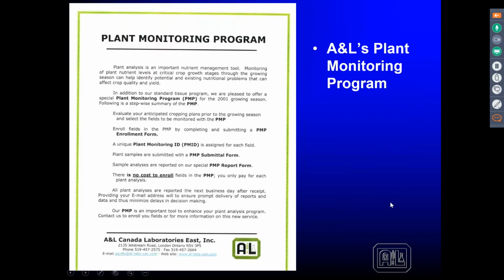So at A&L, we have a program that is no more money for you to do. It's just additional sampling. It's called our Plant Monitoring Program, or our PMP program. You can sign up for that ahead of time if you know what fields you're going to work with, or you can simply address that as you send the first sample into the laboratory.